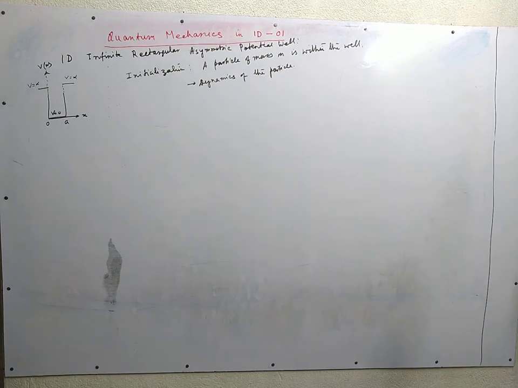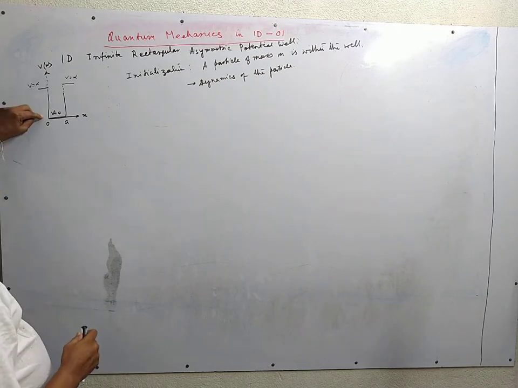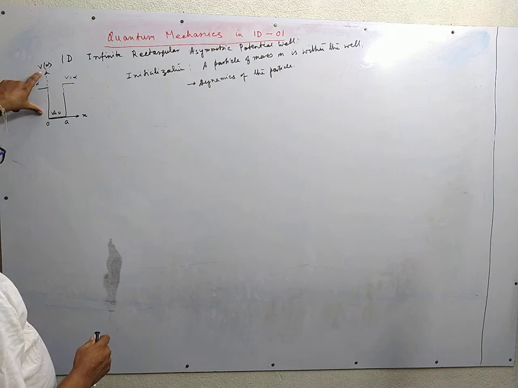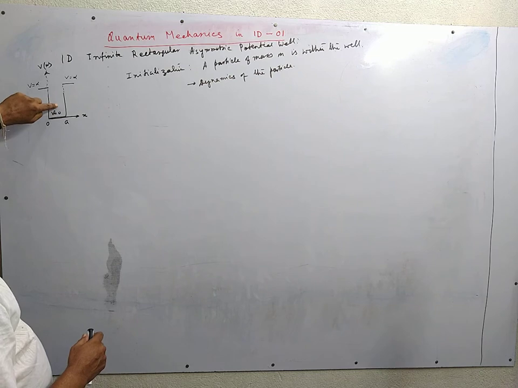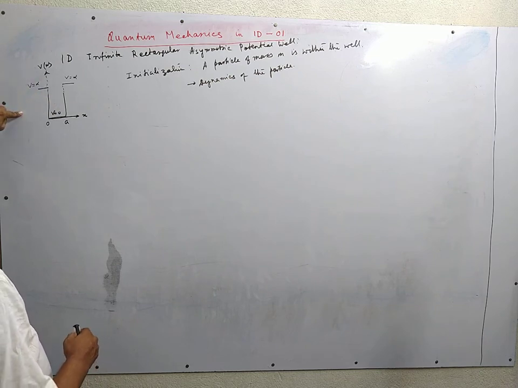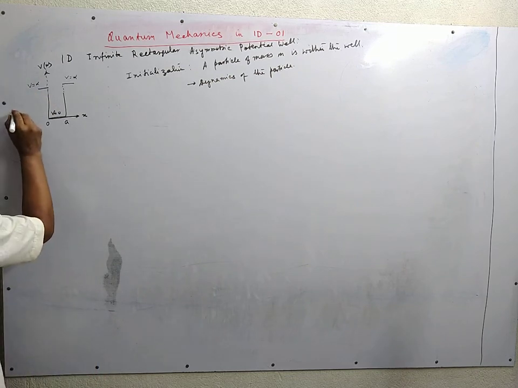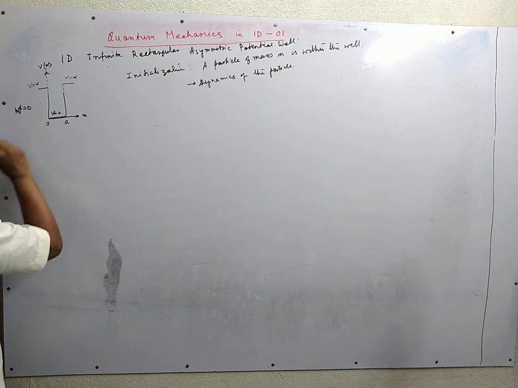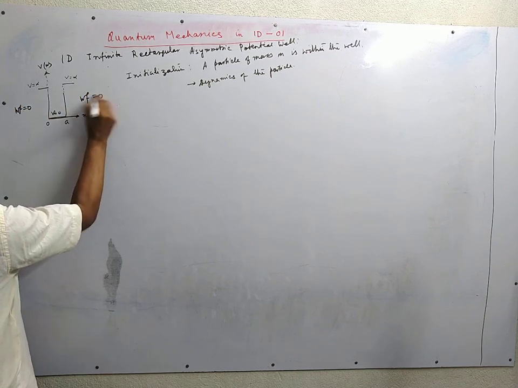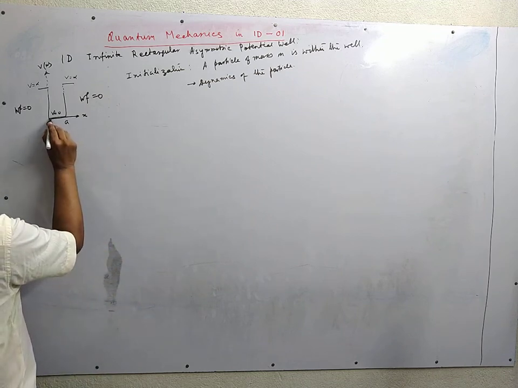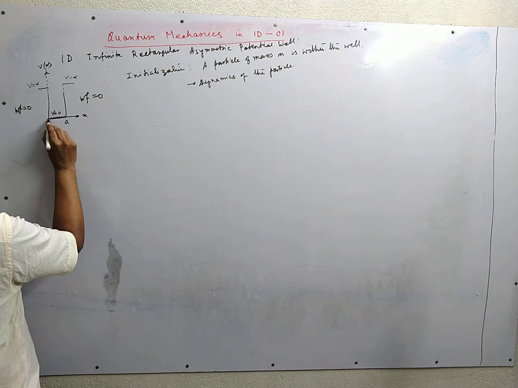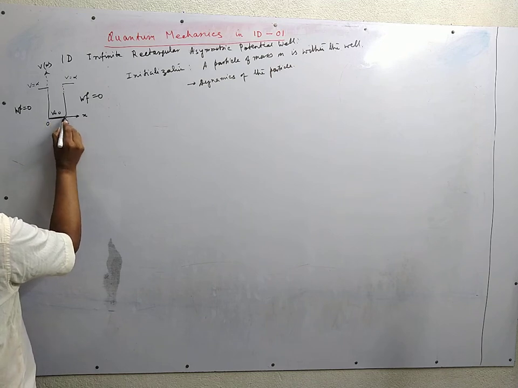Now, if we want to solve the problem, first we assign the boundary condition. What is the boundary condition? Since the potential has an infinite discontinuity, the particle cannot overcome the barrier. So the wave function is zero to the left of the well, and it is also zero to the right of the well. So the wave function must match at x is equal to 0 and x is equal to a.